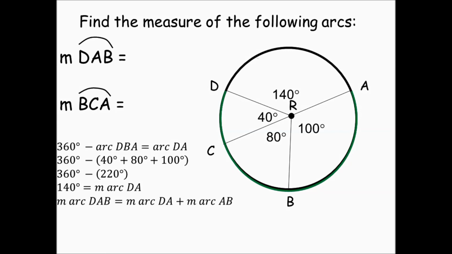Next, the measure of arc DAB is equal to the measure of arc DA plus the measure of arc AB. The measure of arc DA is 140, and the measure of arc AB is 100. Therefore, 140 plus 100 is equal to 240, which again gives us our answer for the measure of arc DAB.